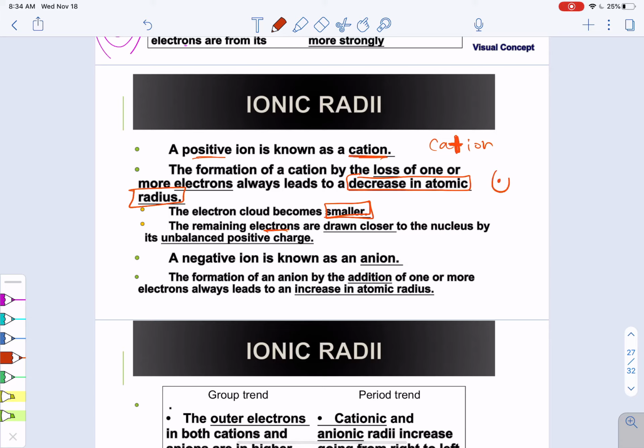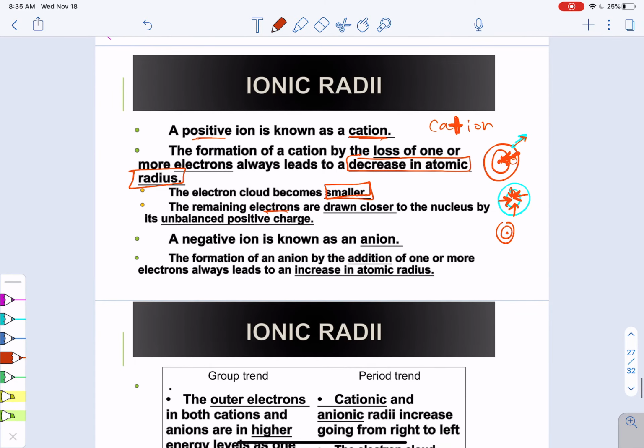So if you have an atom and you take that outer electron away, this would make a positive atom. It will get smaller because once you take that electron away, now you have more positives than you have negatives. So it's going to provide a very tight pull, and it will make it smaller.